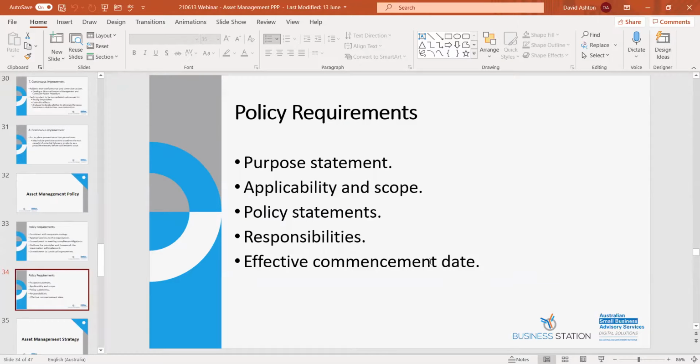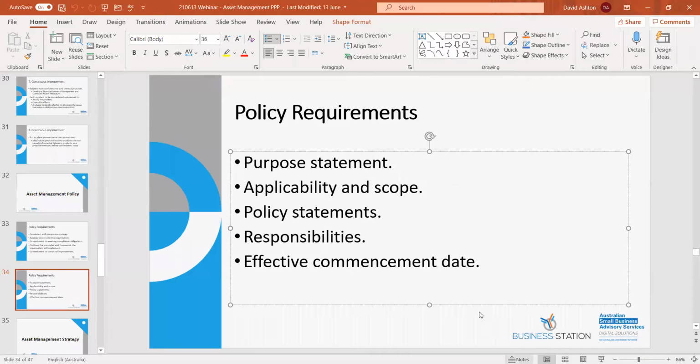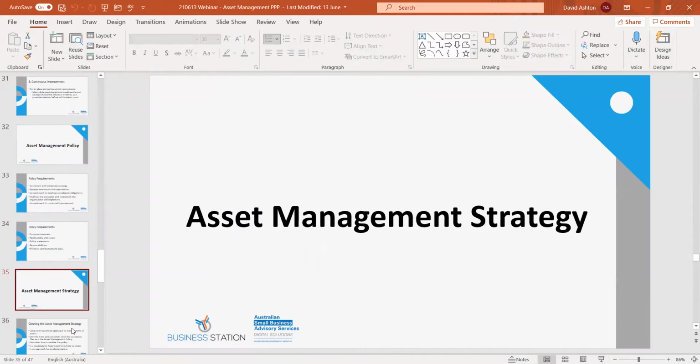It's got to have the purpose. What is the purpose of the asset management system? You've got to state the applicability and the scope of it. So is it going to apply to a certain class of assets or the whole organisation? It's got to have the various statements within the policy about what you're going to do, how you're going to do it, why you're going to do it. It's got to outline who has overall responsibility for it, and it's got to have an effective commencement date as well. So the strategy, this is the doing part.